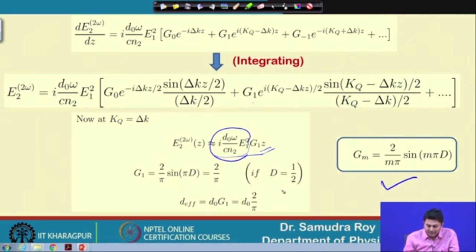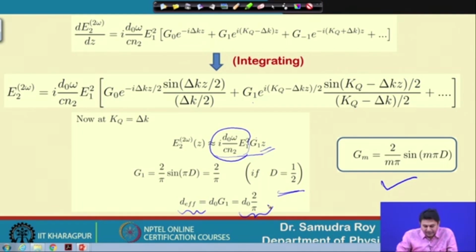And now, if I say my duty cycle d is equal to half, then it should be 2 divided by pi, because d half means sin of pi by 2, it is 1. So, we have d half. If I now write this g 1 and d 0 together, we will have an effective d. This effective d is nothing but d 0 multiplied by 2 by pi.